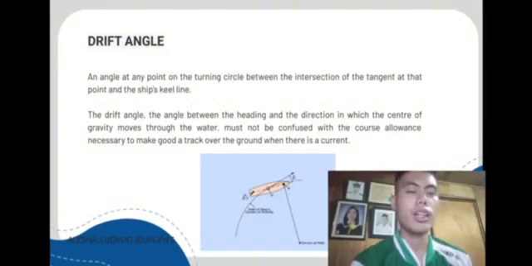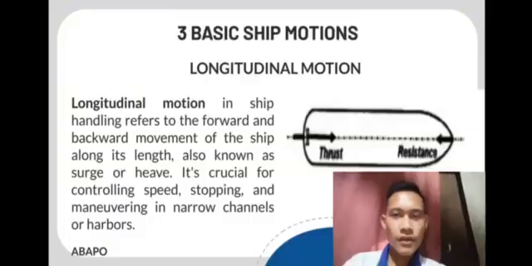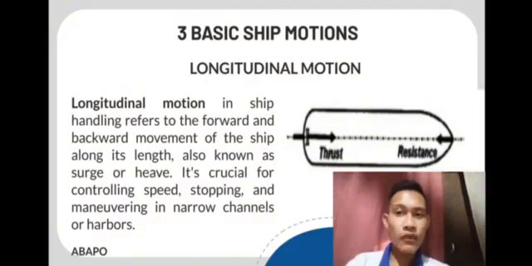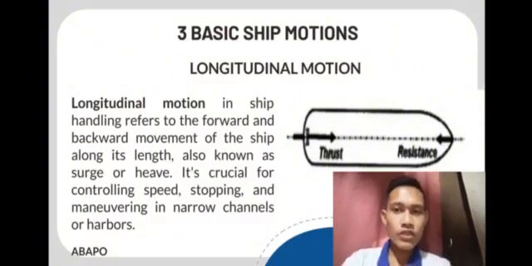Drift angle. It is the angle at any point on the turning circle between the tangent at that point and the ship's keel line. The drift angle is the angle between the heading and the direction in which the center of gravity moves through the water, and must not be confused with the allowance necessary to make good a course over the ground when there is a current. Longitudinal motion in ship handling refers to the forward and backward movement of the ship along its length, also known as surge.